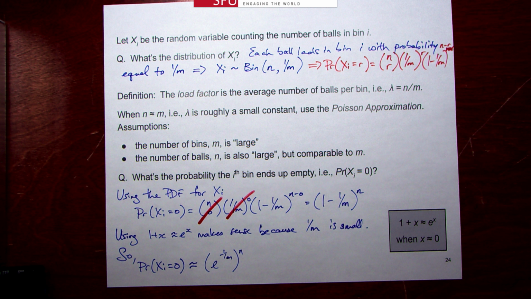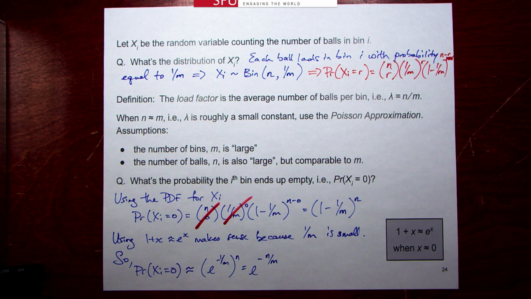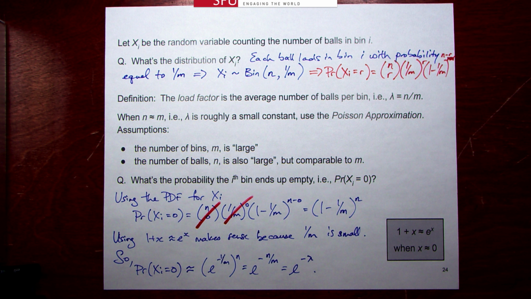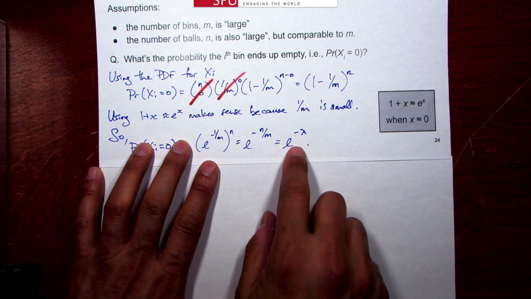And we just use our power rules here. We end up multiplying the powers in this case, and we end up getting e to the minus n over m. But n over m is the average load, so that's the load factor. So e to the minus alpha, sorry, lambda, pardon me. Okay, so far so good. That's pretty cool that it ends up giving us something that's like an e to the something. Let's keep digging.